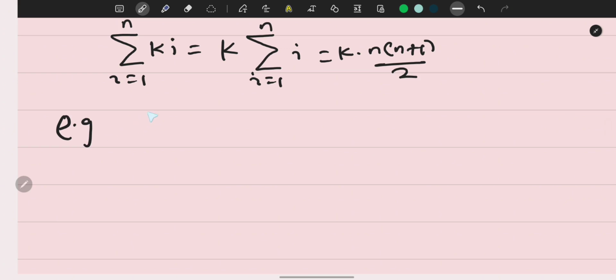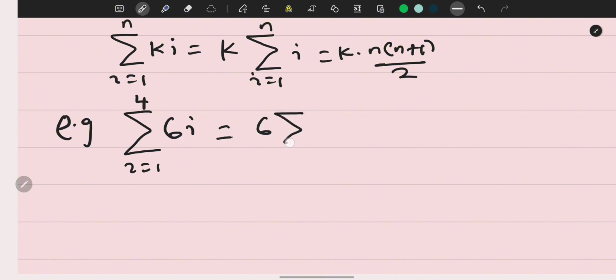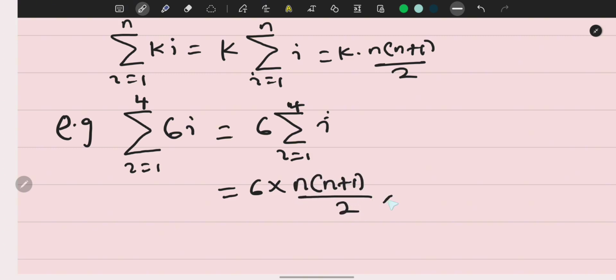Okay, let's consider i equals 1 to 4, then we have 6i here. So ordinarily 6 here is constant, which can be written as 6 summation i equals 1 to 4, then we have i. Don't forget we have the formula for this to be n plus 1 over 2. So by the time we make the substitution, we have n plus 1 over 2. Where n here is what? n is 4, because the last value here is 4.